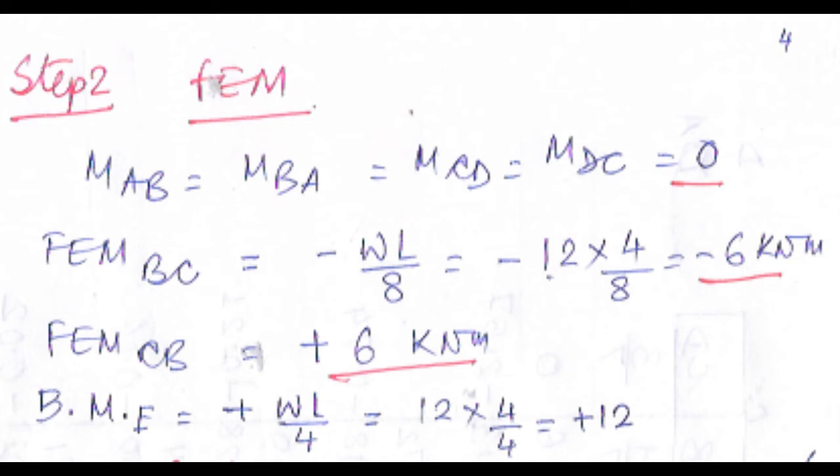Now FEM BC will be minus WL by 8 as I have shown you earlier. So this comes out to be minus 6 kilonewton meter and FEM CB will be plus 6 kilonewton meter. And bending moment at E, that is the midpoint, will be WL by 4, which gives us plus 12. As I have told you earlier also, please note down the problem, go step by step, then only you will be able to understand and follow as I am proceeding.